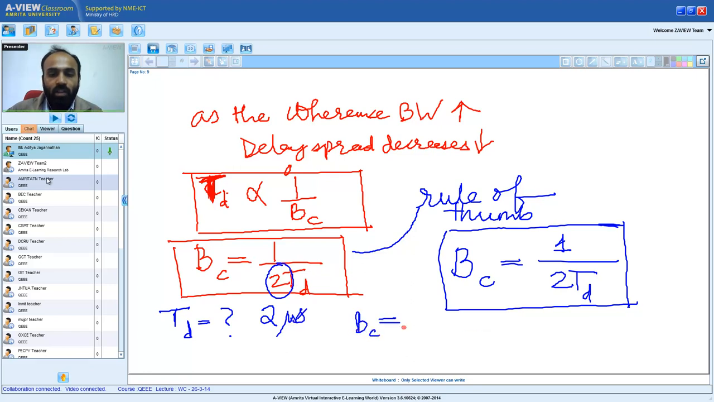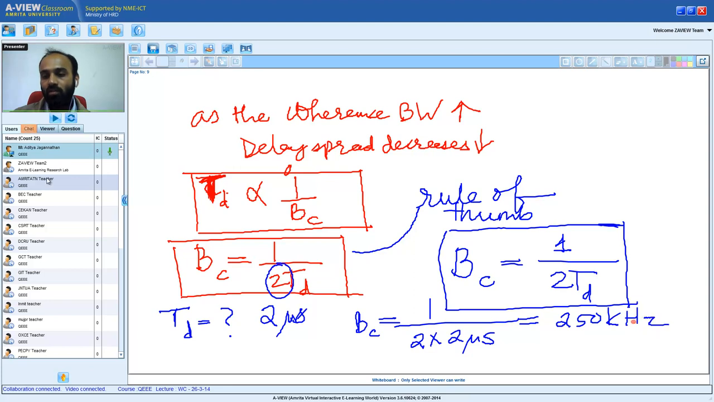Can someone compute the value of coherence bandwidth for 2 microseconds? Is everyone getting the question? We said in outdoor wireless channels, the delay spread TD is approximately 2 microseconds. By this formula, BC equals 1 over 2 into 2 microseconds, that is 0.25 megahertz or 250 kilohertz. That is, BC equals 250 kilohertz.